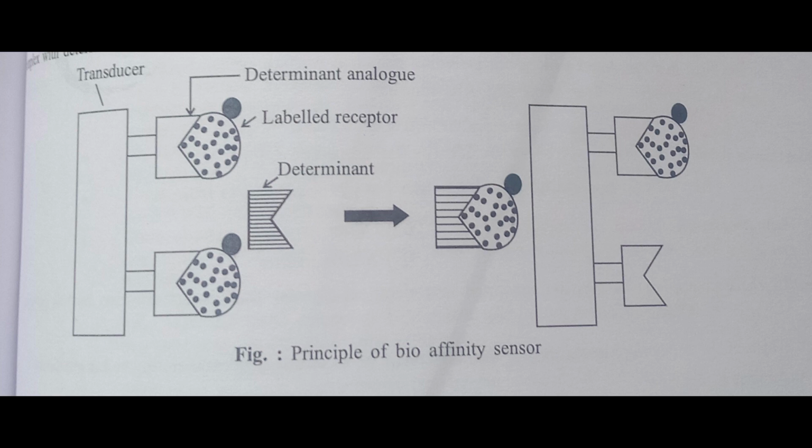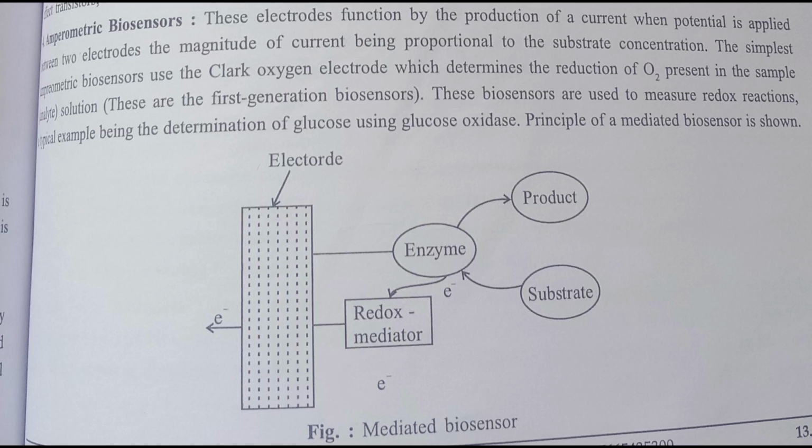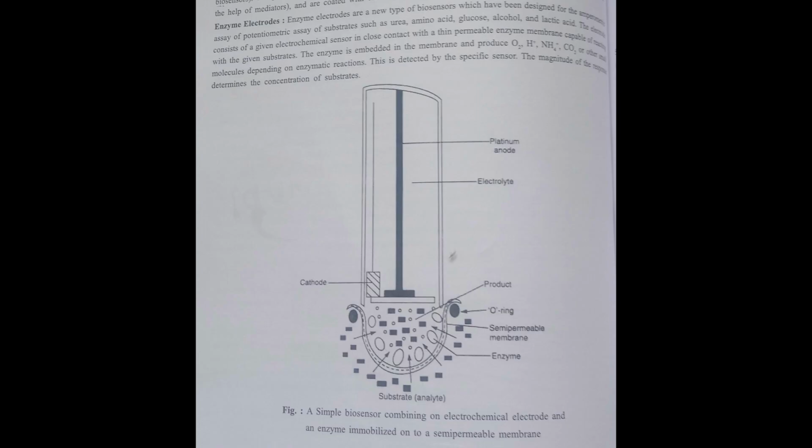Uric acid enzyme uricase: response time 30 minutes, range 5 × 10^-3 to 5 × 10^-5 mol dm^-3. 5. Optical biosensors. These biosensors measure both catalytic and affinity reactions.